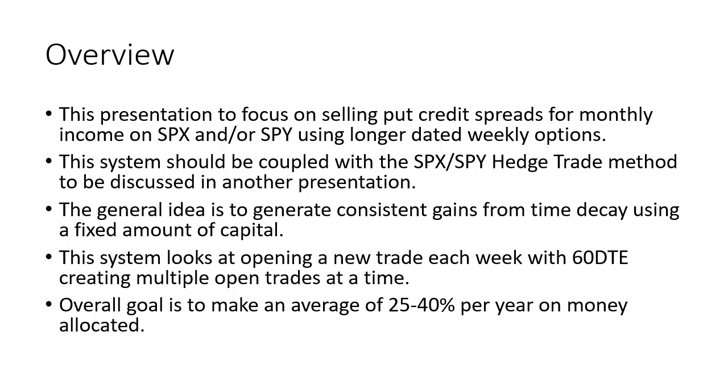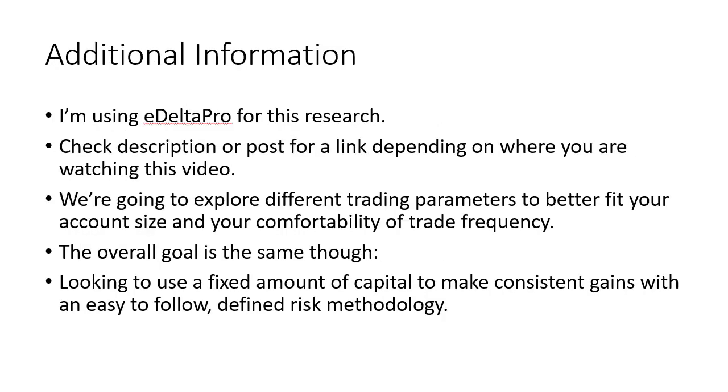So it's really on the money that you allocate to this strategy. If you allocate, let's say, $10,000 to this strategy, our goal would be to make $2,500 to $4,000 on that $10,000 over the course of a year. Obviously, we're going to be looking at a long-term look back period of 10 years, and each year is going to be different, but it should be relatively consistent, especially when we factor in that hedging strategy that we'll talk about later.